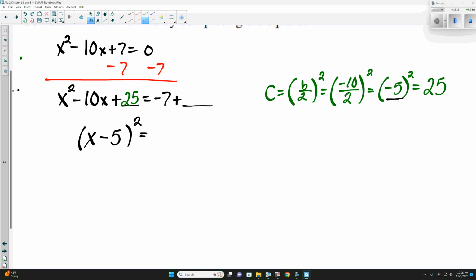But to make our perfect square trinomial, we had to add 25 to the left side, right? If we add something to one side, we have to add it to the other. That's why we had the 2 spaces, just as a way to remind ourselves when we put c in, we're putting it on both sides. We're adding it to both sides. Now, negative 7 plus 25 is 18.